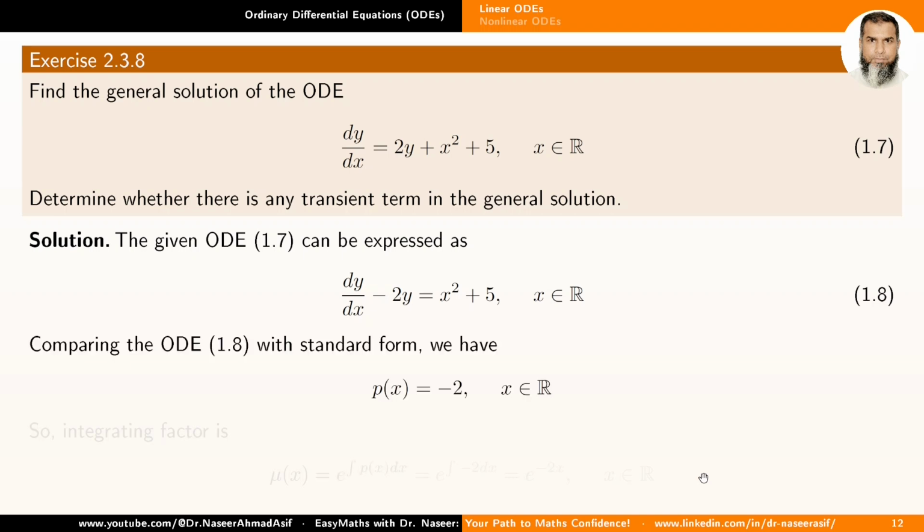Comparing the ODE 1.8 with standard form, we have p of x is equal to minus 2, where x belongs to R. So integrating factor is mu of x is equal to exponential of integral of p of x dx, which is equal to exponential of integral of minus 2 dx. So we have mu of x is equal to exponential of minus 2x, where x belongs to R.